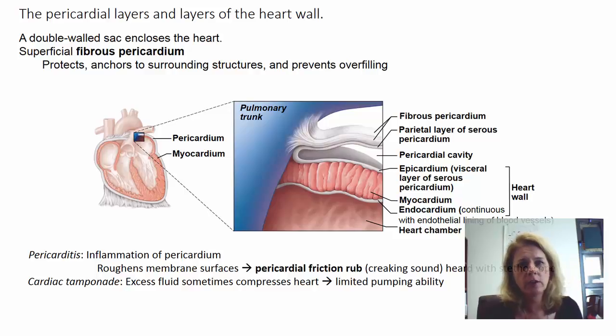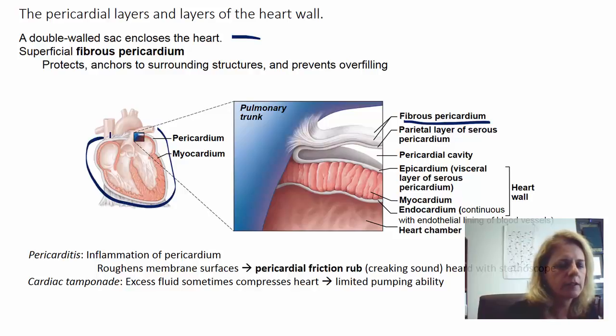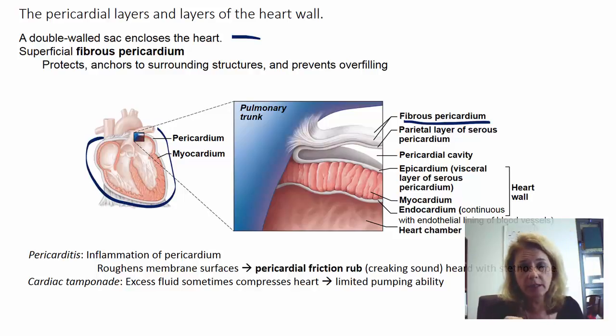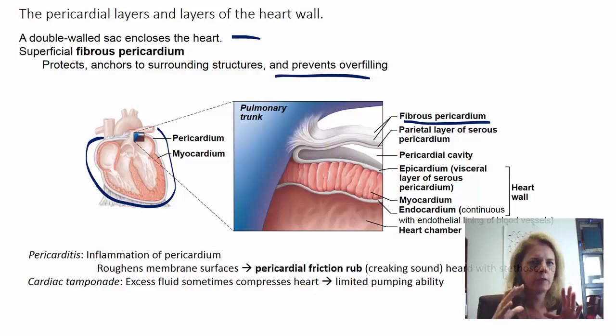You have a pericardial sac, okay? A double-walled sac encloses the heart, and it has a special fibrous pericardium that's the most superficial layer. This fibrous pericardium surrounds the heart, and it helps protect the heart. It's real durable. It anchors the heart, and it also prevents the heart from overfilling. So it holds the heart in and prevents it from overfilling and possibly, I guess, exploding. So that's the fibrous pericardium.